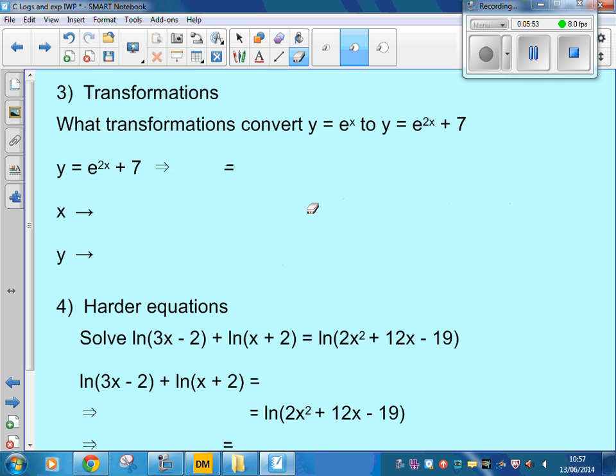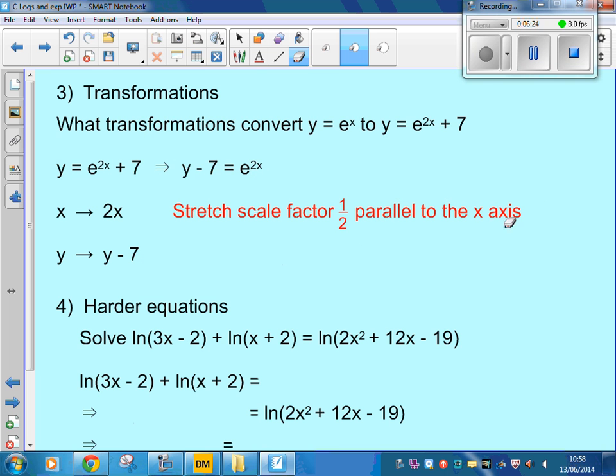Next one, transformations. What transformations turn y equals e to the x into y equals e to 2x plus 7? Rearrange it first of all, move the 7 to the other side to get y minus 7 equals e to the 2x. Now compare with y equals e to the x. You'll see e to the x has turned into e to the 2x, so x has turned into 2x. And you'll see y has turned into y minus 7. So the two transformations: x to 2x is a stretch, scale factor a half, parallel to the x-axis, or you could say in the x direction. Y to y minus 7 is a translation by vector (0, 7), 0 plus 7.